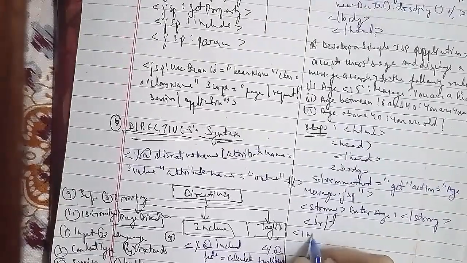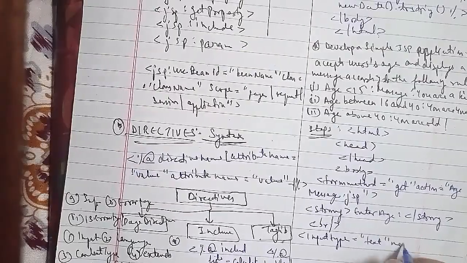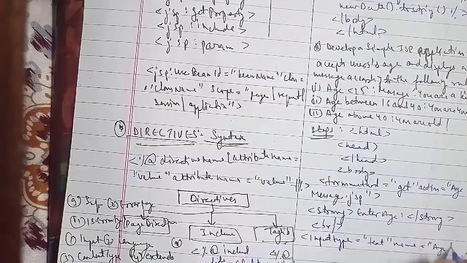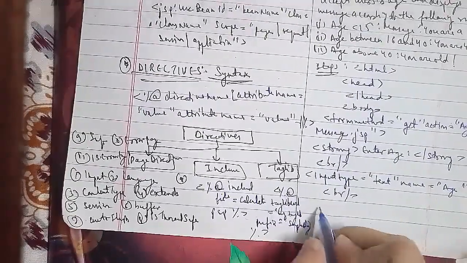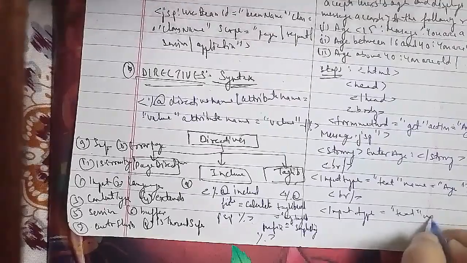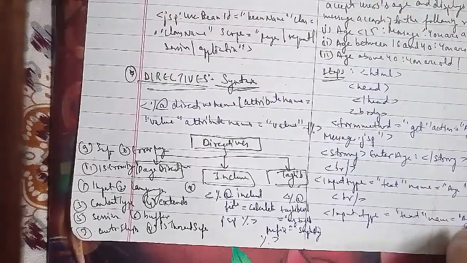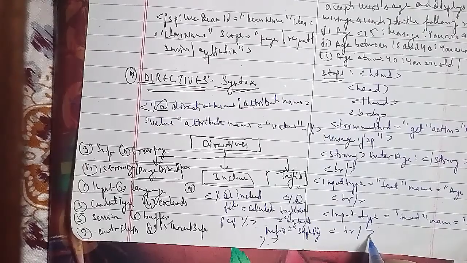then of course a break. Then input type equals submit, value equals enter, then form tag close, body tag close, and of course the HTML tag close.